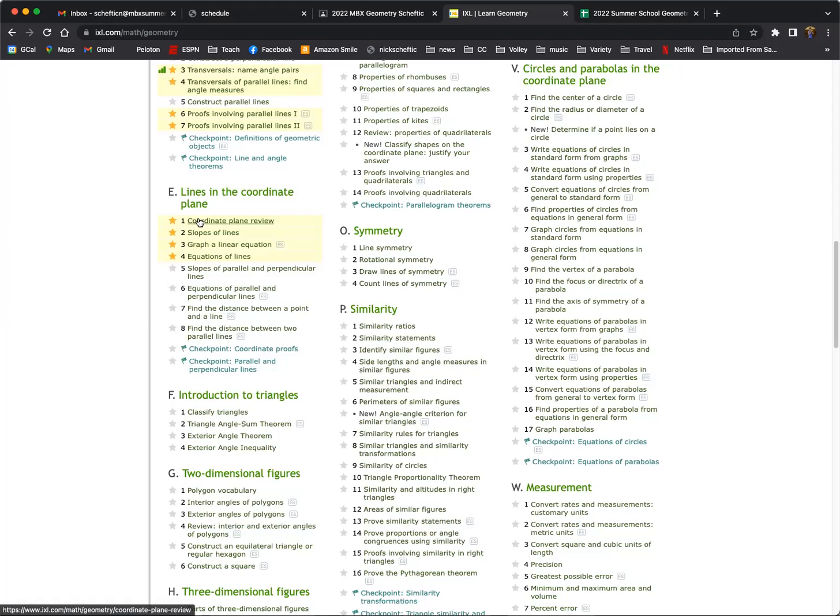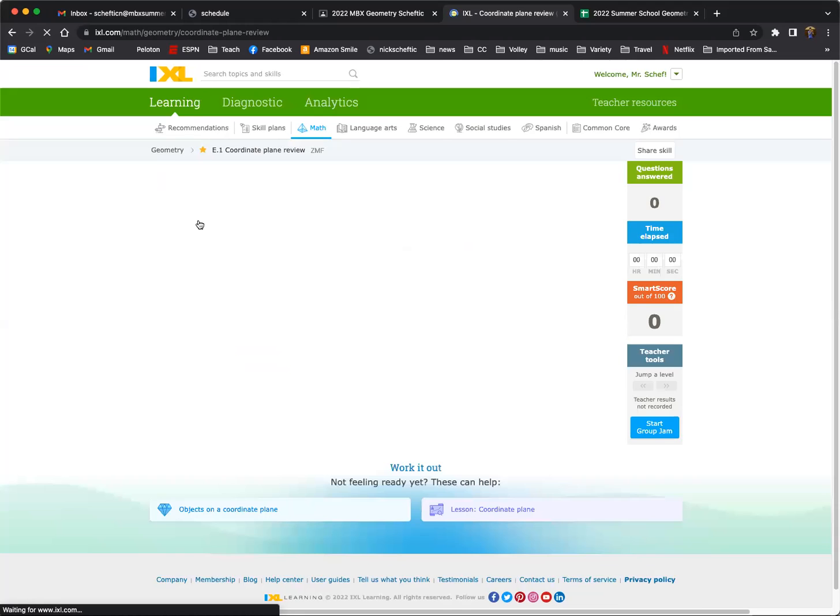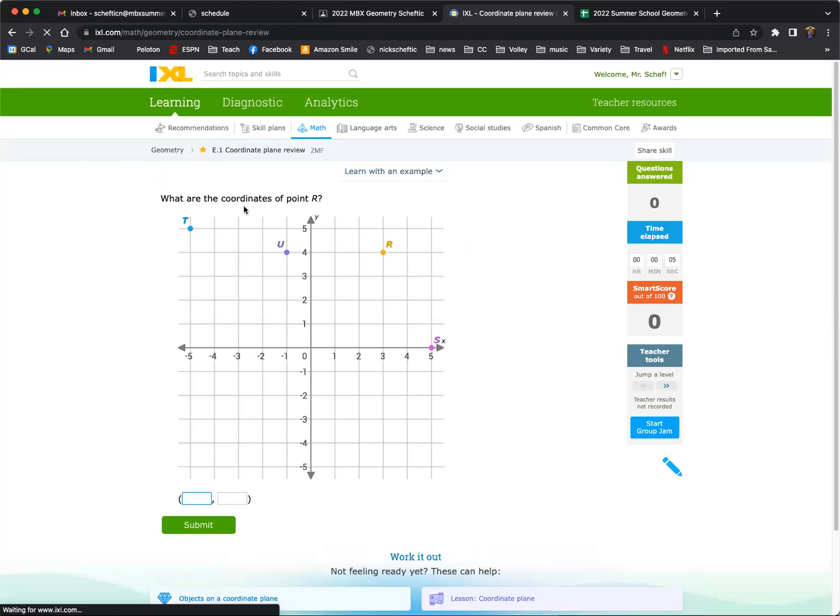Looking at E1, coordinate plane review. We're just going to have to locate those points on the coordinate plane. For example, on this one, we're looking for the point R. We see the point R is the yellow point right there. We always start at the origin right here.